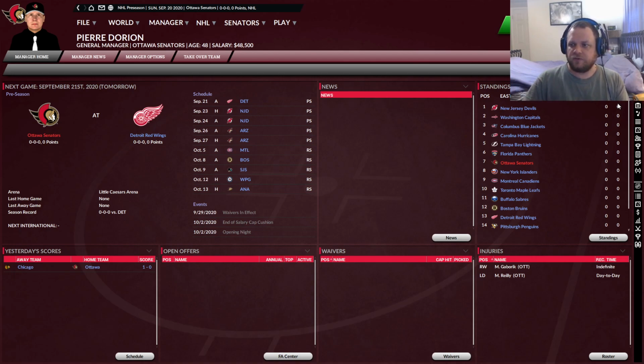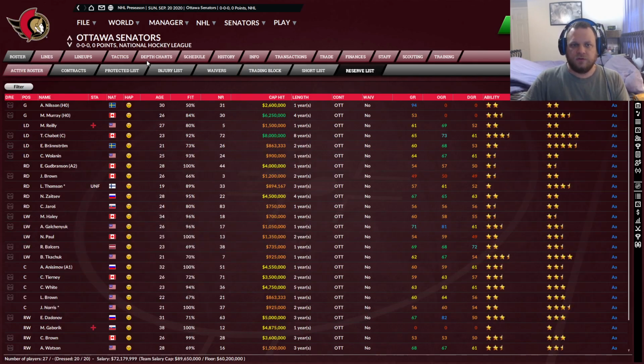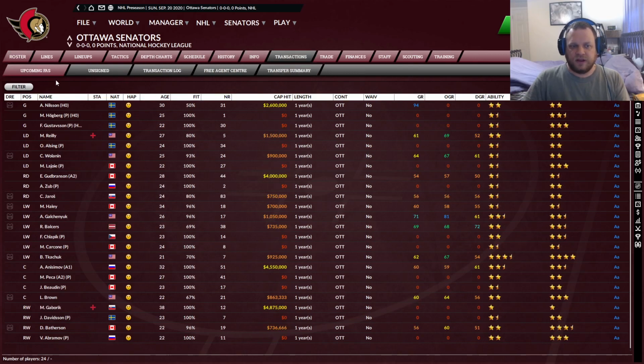To find them, you come in here, go to transactions, and then you're going to have upcoming free agents here. You're going to see all of your players that have 1 year remaining on their contract. That means you have them only for the current season, and then you're going to decide on who you want to keep.